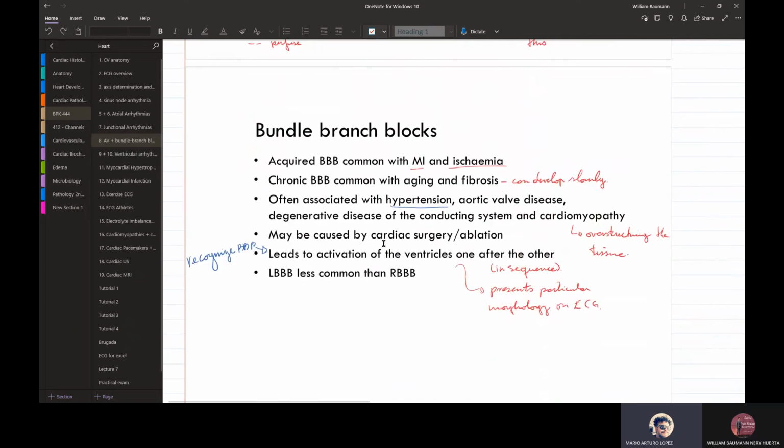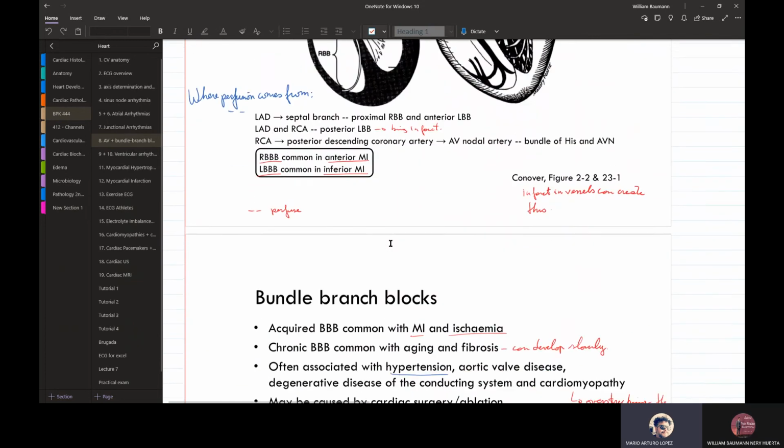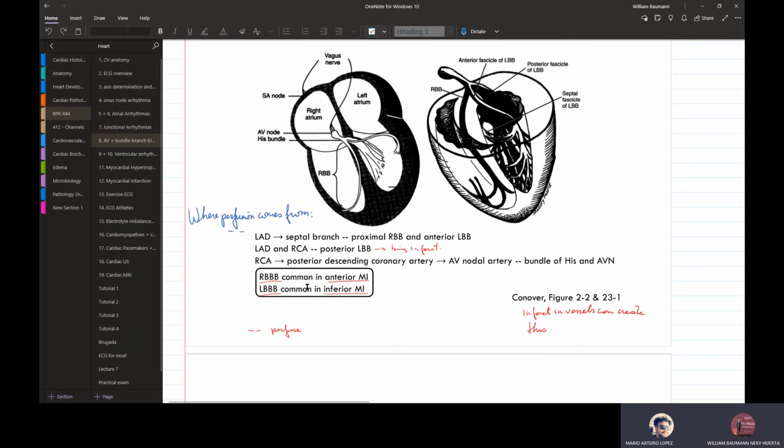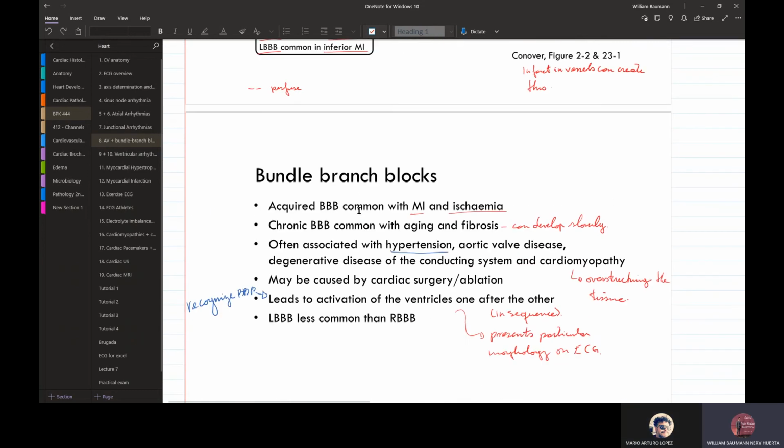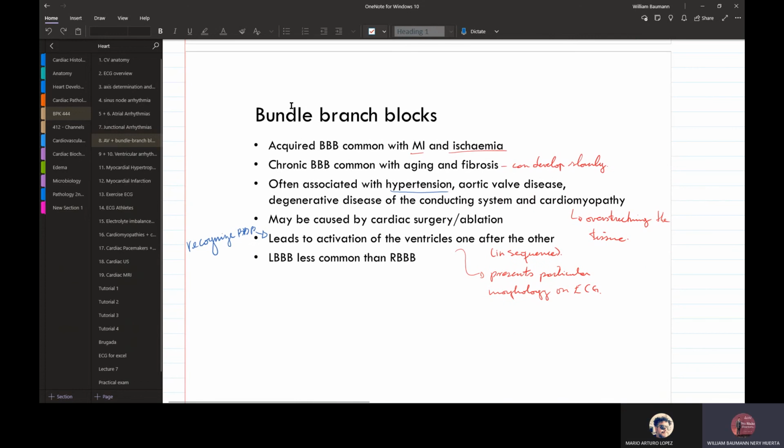But you said you might get one. Like you don't always get one from having problems with the vessels. It's common. It's common to see this.